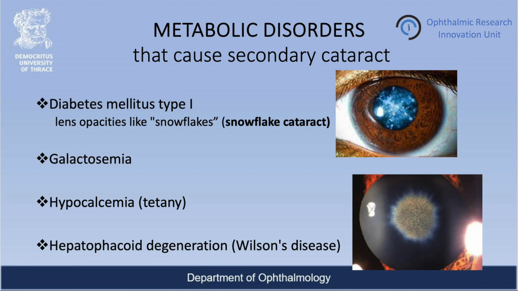Additionally, in hypocalcemia, which is one of the main causes of tetany, in idiopathic and postoperative hyperparathyroidism, whitish opacities appear in the cortex of the lens. Finally, in Wilson's disease, also called hepatophacoid degeneration, with the characteristic ophthalmological manifestation of the Kaiser-Fleischer ring, there is copper deposition in the lens and Descemet membrane.